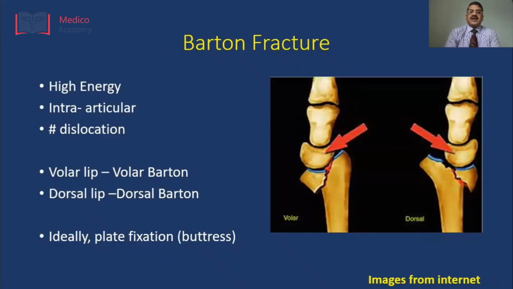Barton's fractures are high energy intra-articular fractures. Actually, they are fracture dislocations because there is an associated subluxation of the carpus along with the fracture fragment, either volarly or dorsally. If it involves the volar lip, it is called a volar Barton fracture. If it involves the dorsal lip, it is called a dorsal Barton fracture. These are shear injuries and ideally they should be treated by buttress plate fixation.